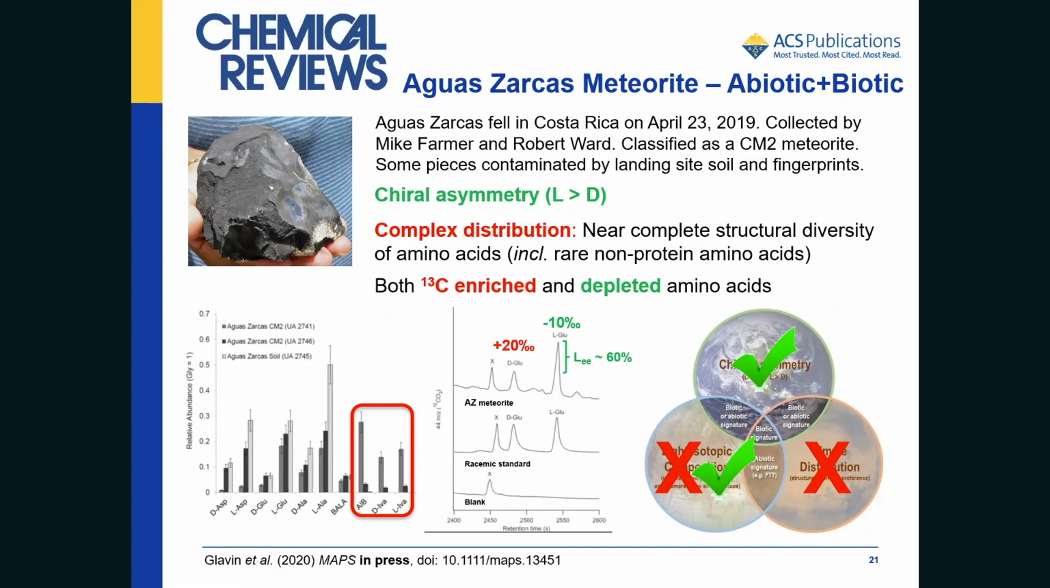And then here we actually see evidence of both carbon-13 enriched and depleted amino acids. So you see the right-handed glutamic acid, the D-Glu, has a delta 13C value of plus 20 per mil, whereas the left-handed form is light, minus 10 per mil. And again, we think originally that these isotopic values were probably very similar and heavy, but terrestrial L-glutamic acid contamination with a light isotopic composition has lowered that value. So again, this provides an example of biotic and abiotic signatures in the same meteorite.